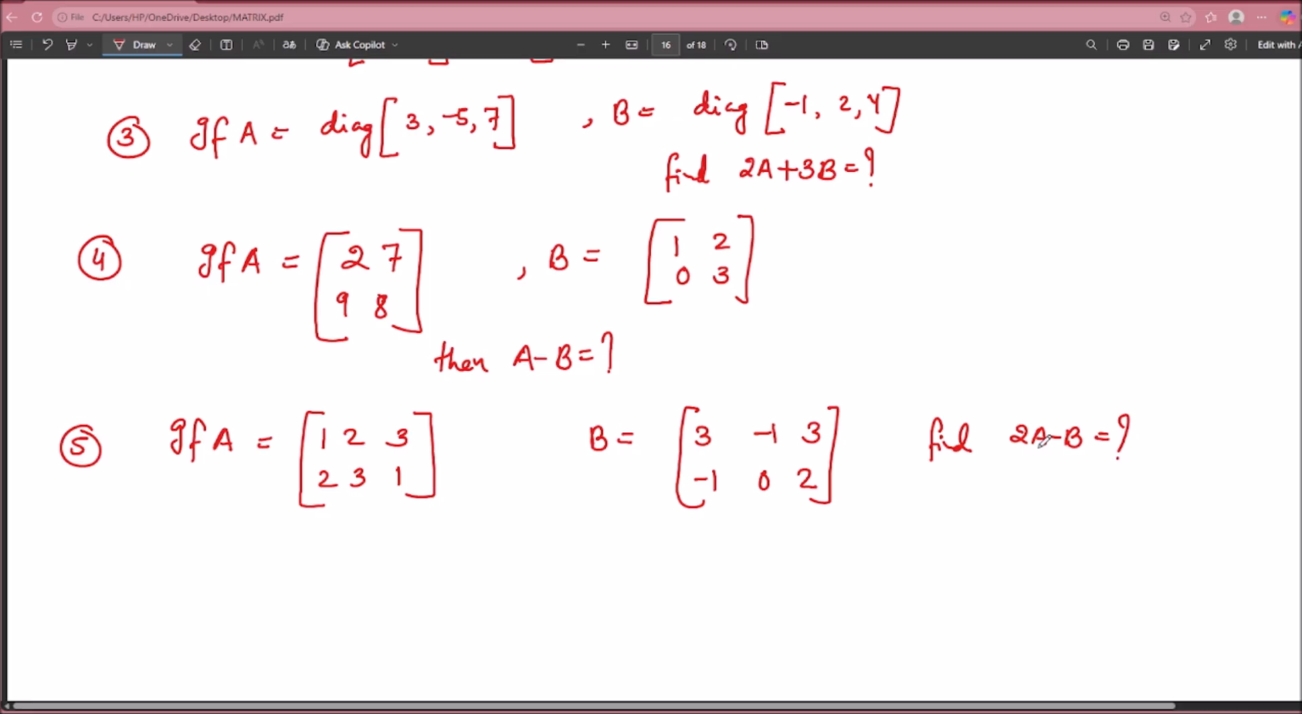So that's it for today, and in the next lecture we will see the multiplication of two matrices and their problems. First we'll solve these 5 types of problems and some other problems, and then we'll start the multiplication of two matrices.